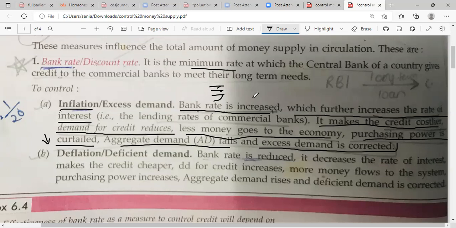Clear? If you want to make it like this, write the first line, then the second line, then the third line. Or if you want to make it in a paragraph, it's your choice. Clear?